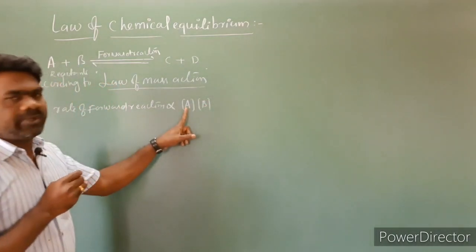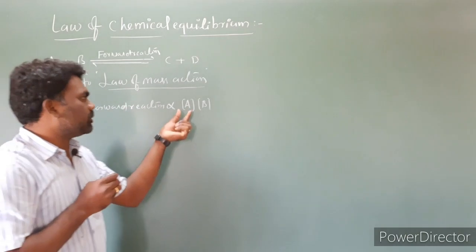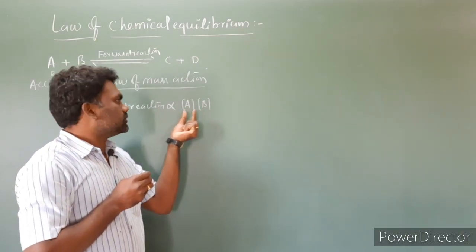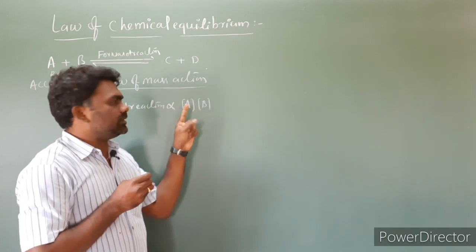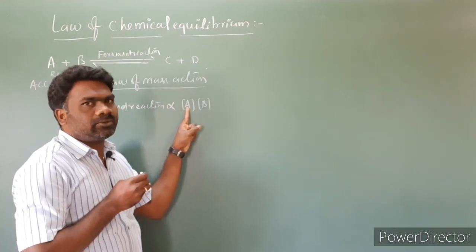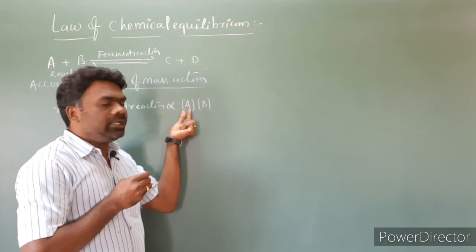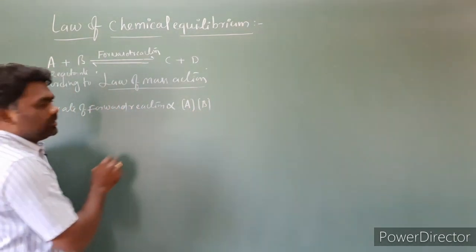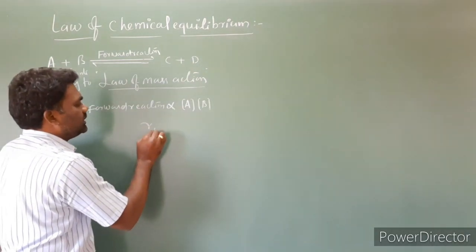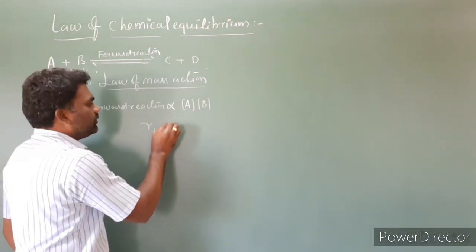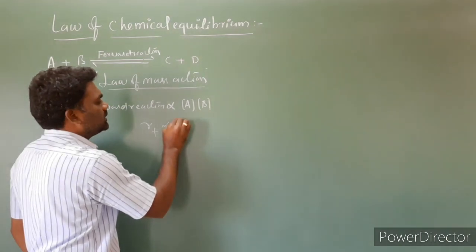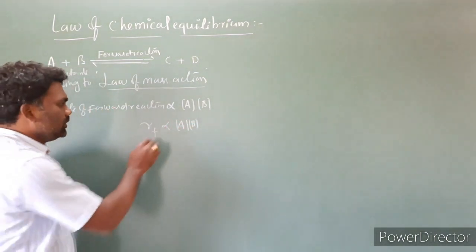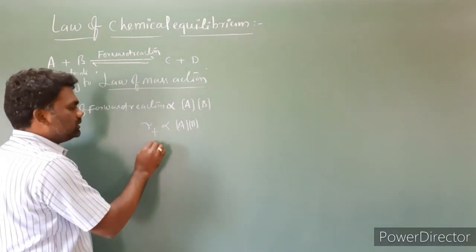So reactants we have to enclose in a square bracket. We have to pronounce it as concentration of A and concentration of B. A is enclosed in a square bracket. Next, the rate of forward reaction I am labeling as RF. This is the rate of forward reaction. So the rate of forward reaction is directly proportional to the concentration of A and concentration of B. So I am removing the proportionality by keeping a constant.